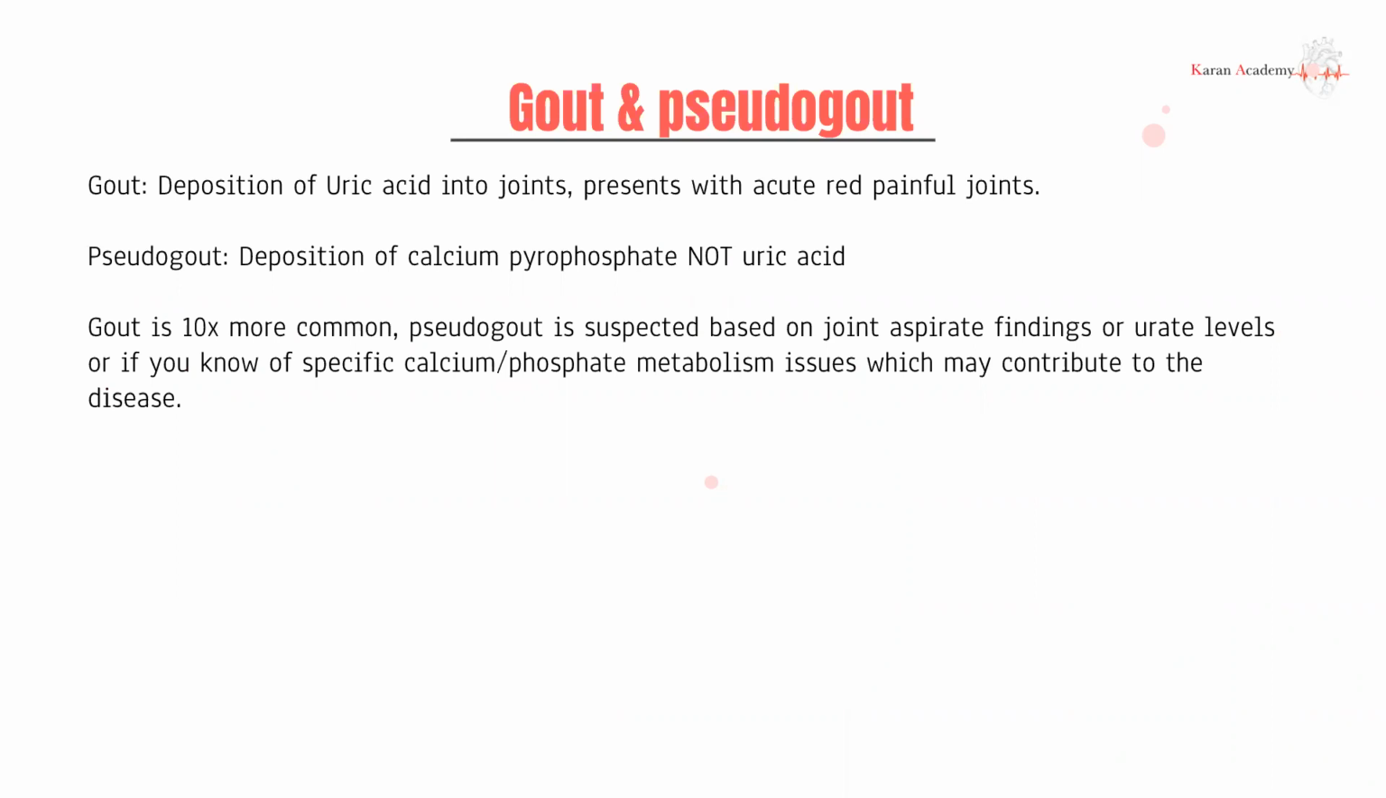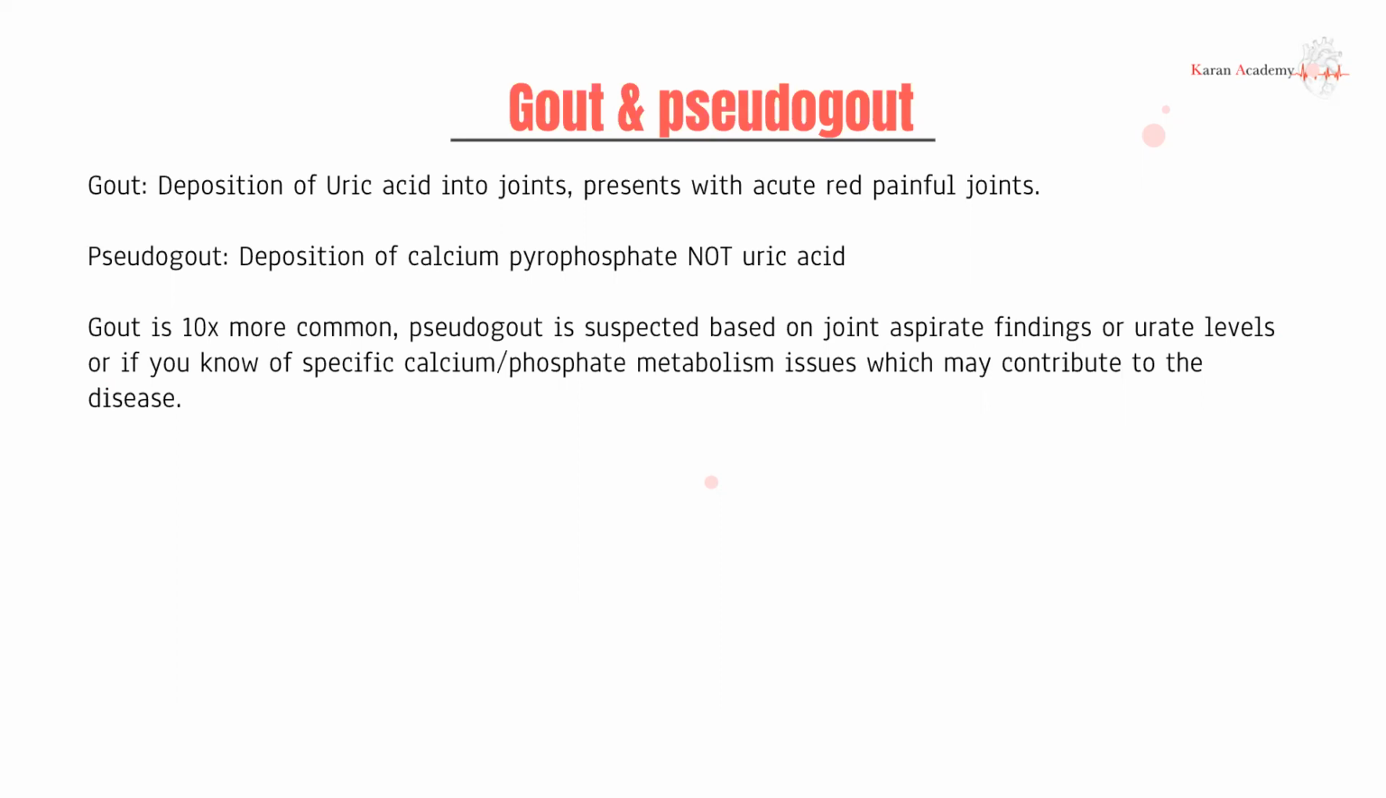Pseudogout, why is it called pseudogout? Well, gout was discovered earlier, and they kept looking into the joints and they kept finding uric acid until one time they found something that wasn't uric acid. And then they were like, well, it's like gout, but it's not really gout, so let's call it pseudogout. So it's a deposition of calcium pyrophosphate instead, not uric acid.